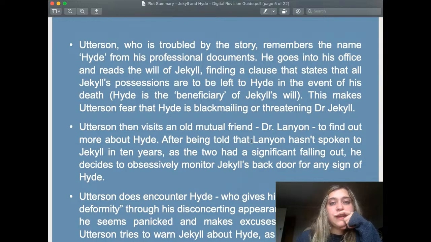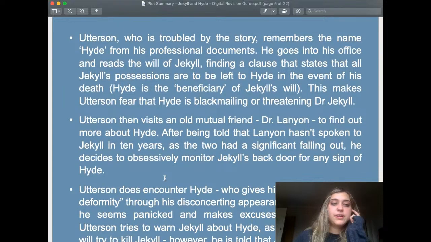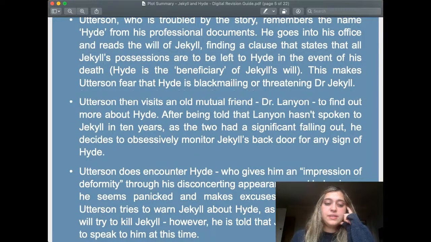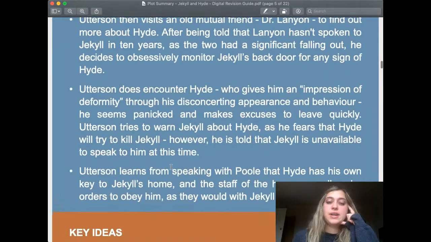Yeah, so we've got this constant concern from Utterson's part, and he's worried about his friend Lanyon as well as his friend Jekyll. He realizes that actually there's some kind of problem between Lanyon and Jekyll. They've fallen out, they're not friends anymore. And he also meets Hyde in this chapter. So Hyde gives him an impression of deformity.